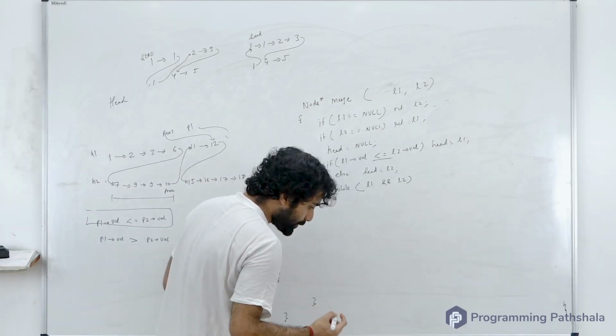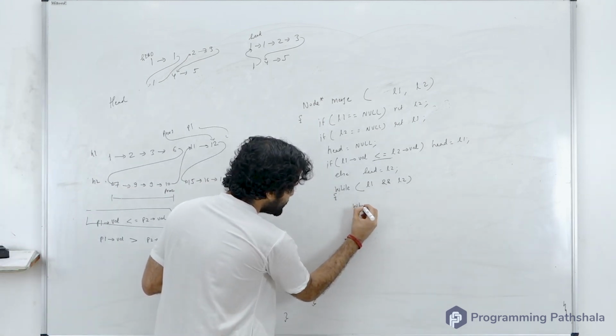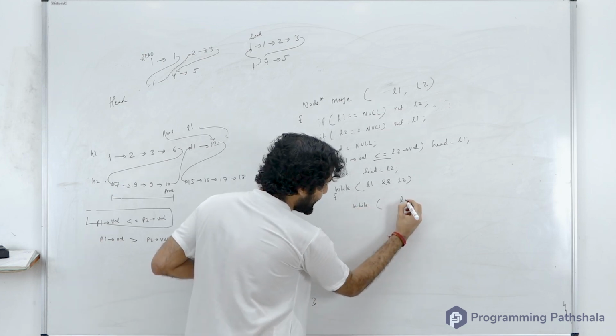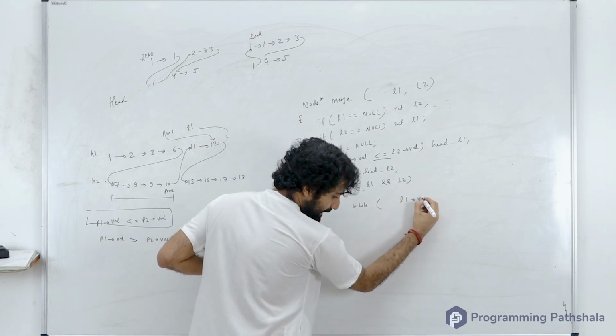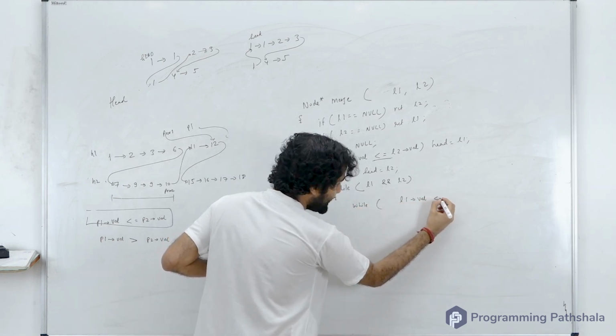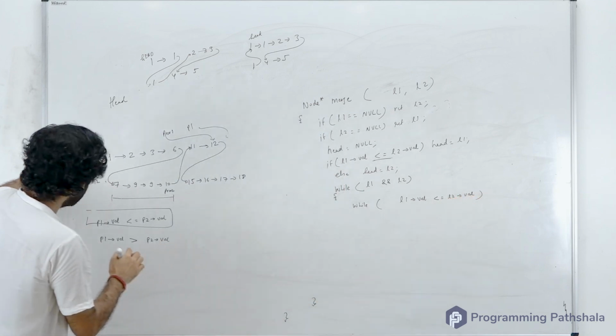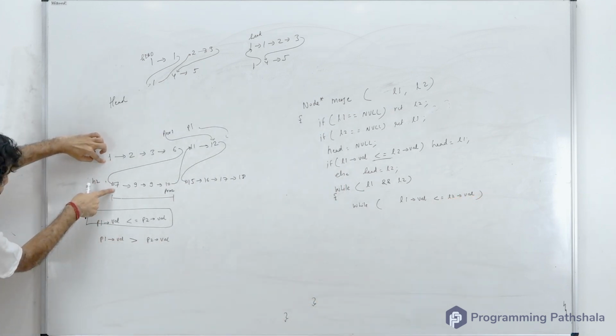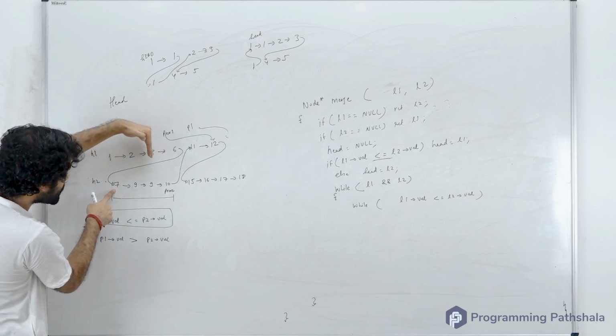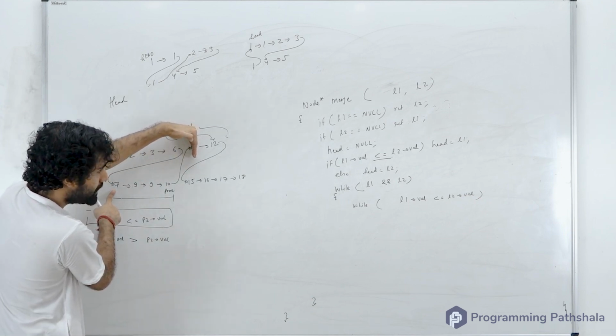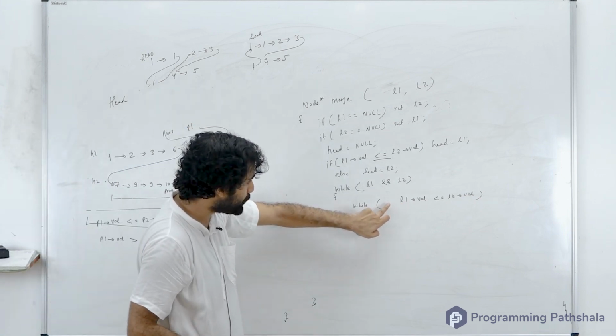Now, how is the code going to look like? So while I'll keep seeing that L1 value is smaller than equals to L2 value. Let's take a case over here. While L1 value is smaller than L2 value, I'll keep moving this on and on and on and on, right? But should I have a check before this?